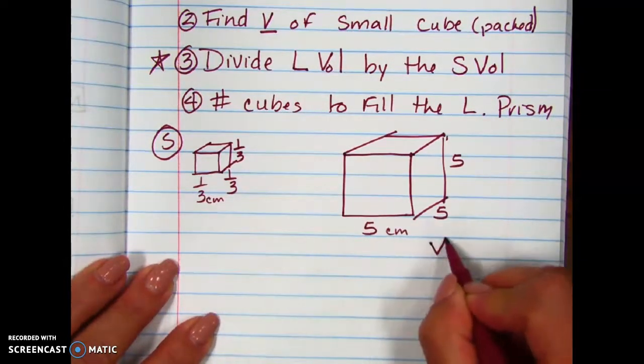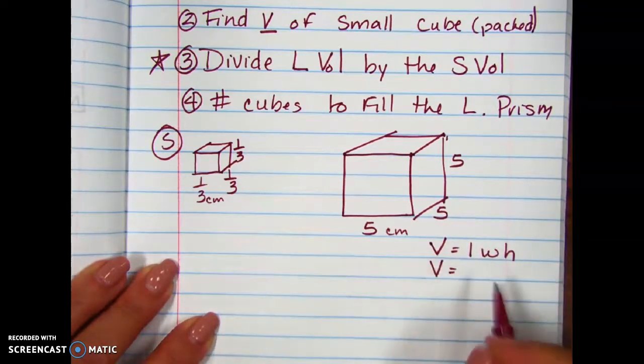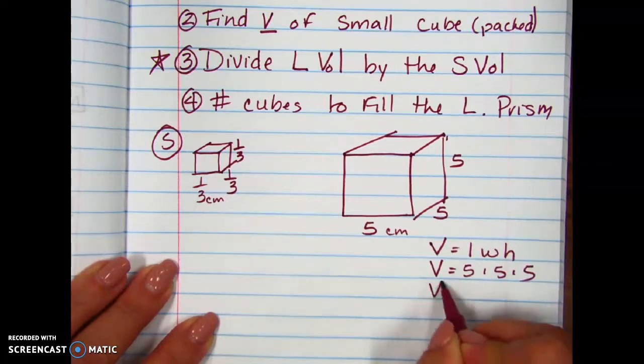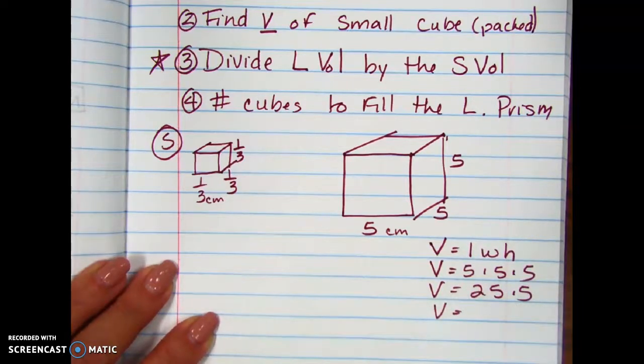So I say volume equals length times width times height. Volume equals 5 times 5 times 5. Volume equals 25 times 5. And you notice I'm doing this one operation at a time. I first multiplied 5 times 5.